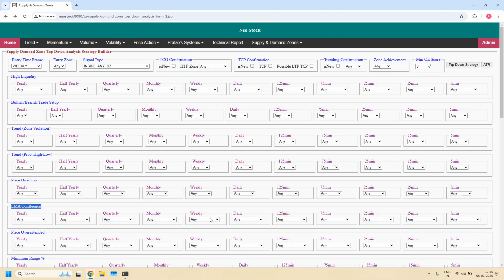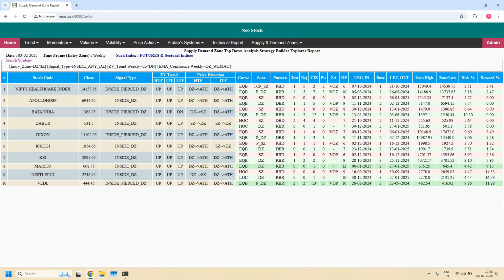We can further filter these weekly demand zones with the weekly EMA Confluence. So in the EMA Confluence at weekly time frame, I am setting the filter weekly demand zone having weekly EMA Confluence. And trend on the weekly time frame should be either up or down, but should not be sideways. So with these filters, we got 10 stocks. So these 10 weekly demand zones are having weekly EMA Confluence and also current price closed inside the weekly demand zone. Some of these weekly demand zones are pierced zones, so you can apply pierced zone strategy on those stocks. Okay, this is price closed inside weekly demand zone.